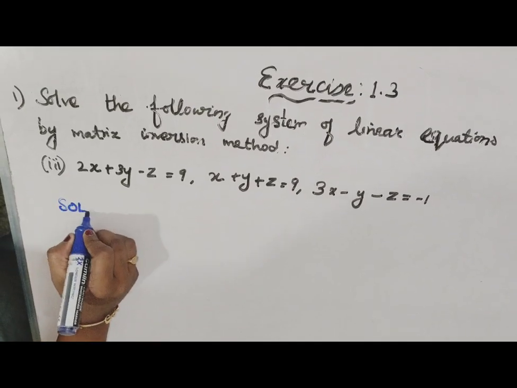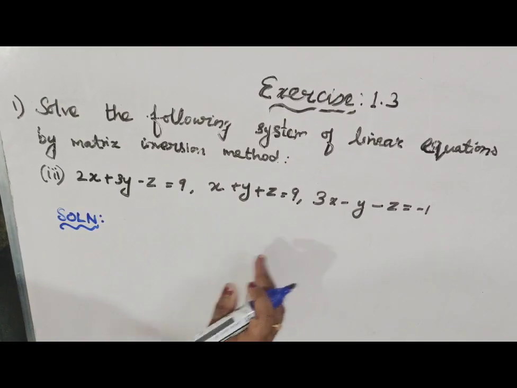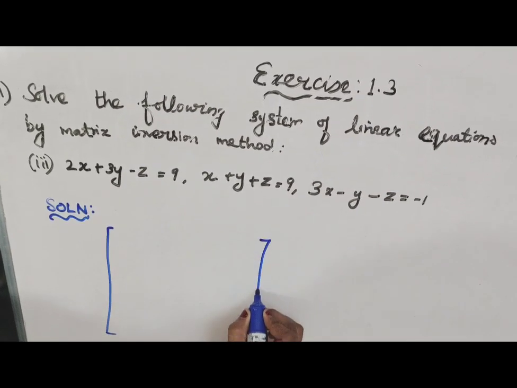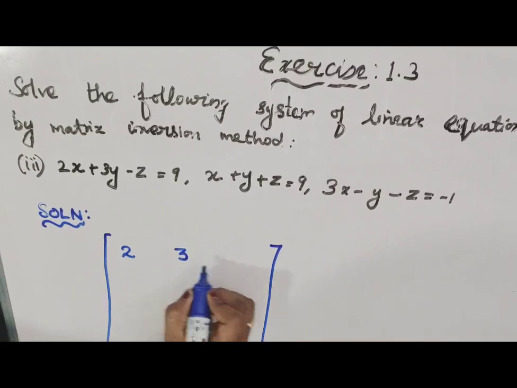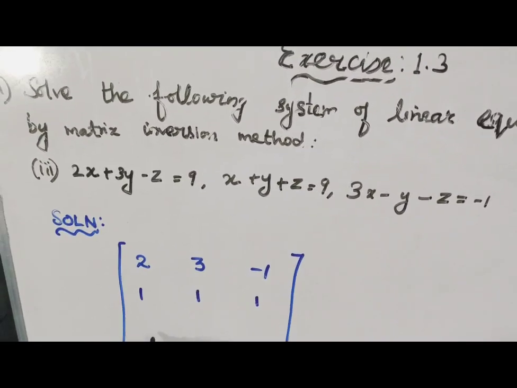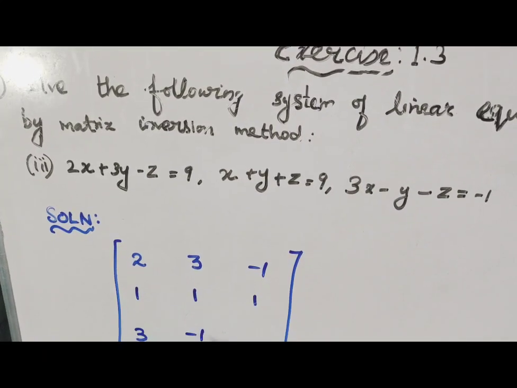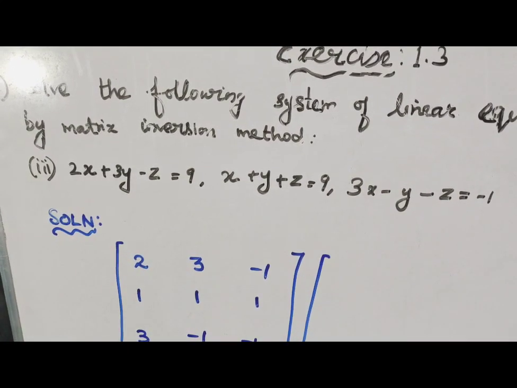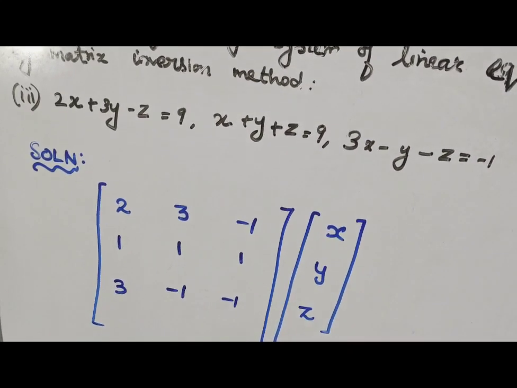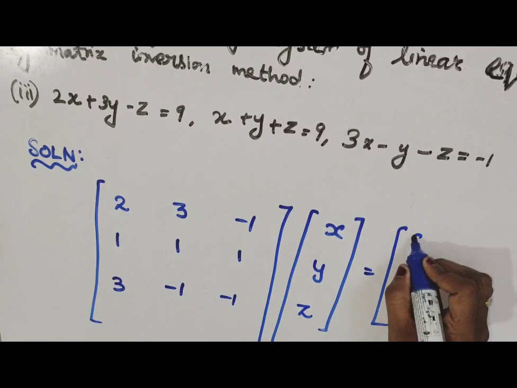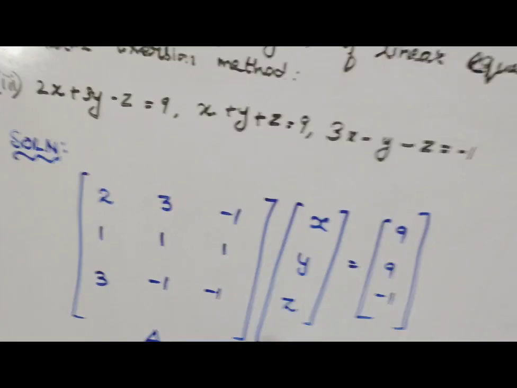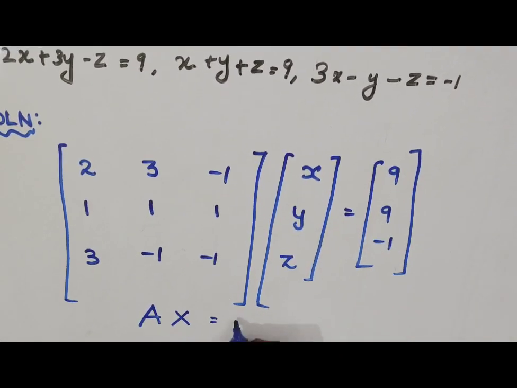So now we will solve this problem. In this we have a 3 cross 3 matrix, but we have to follow the same way. First we will write the coefficients of the variables: 2, 3, minus 1, and similarly for the next equation x coefficient is 1, y is 1, z is also 1, and for the third x is 3, y is minus 1, z is minus 1. We have the variables x, y, z, and the right hand side constants are 9, 9, minus 1. So this we will consider as the matrix A, this as the variable X, and this as the matrix B.